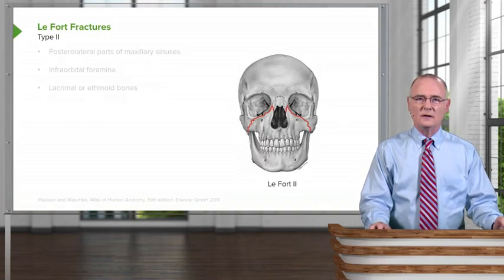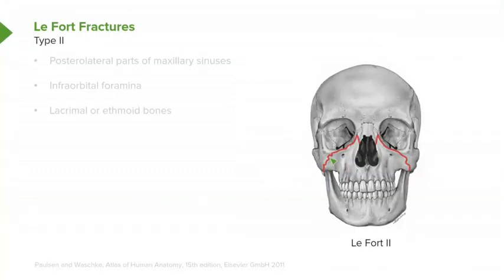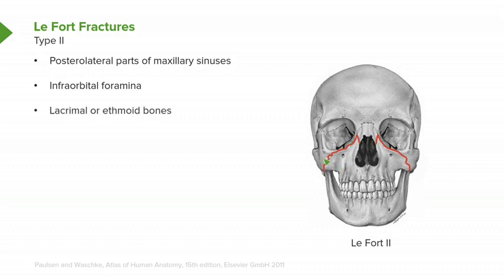Type 2 Lefort fractures occur along the fracture line here, shown in red. Structures that are along this fracture line would include the posterolateral parts of the maxillary sinuses that would lie within this area here and over on the opposite side. The infraorbital foramina are in this area of fracturing. And lastly, the lacrimal or ethmoid bones may be fractured along the fracture line of a type 2.